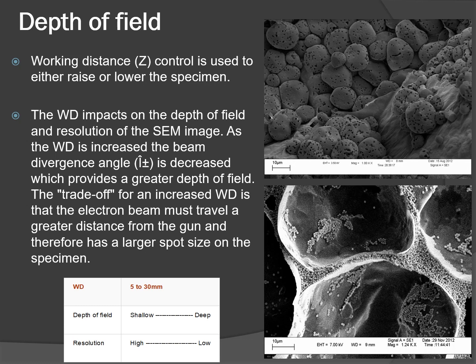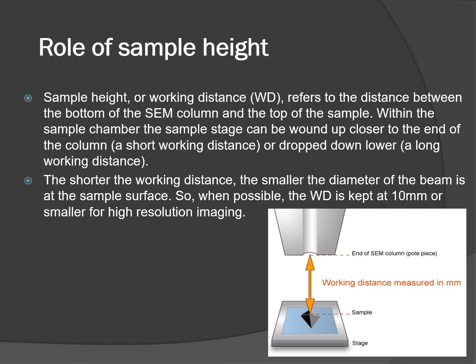The trade-off for an increased working distance is that the electron beam must travel a greater distance from the gun and therefore has a larger spot size on the specimen. Both images have different depths of field, although they both show very good quality resolution at the lower and at the higher end of this image.